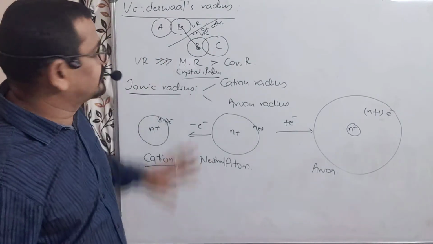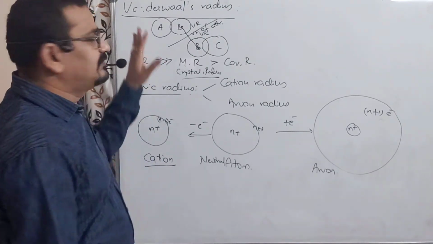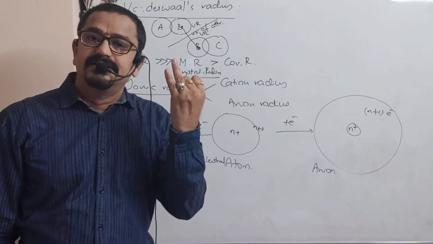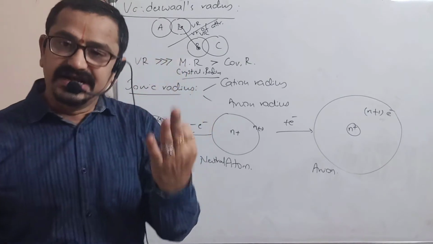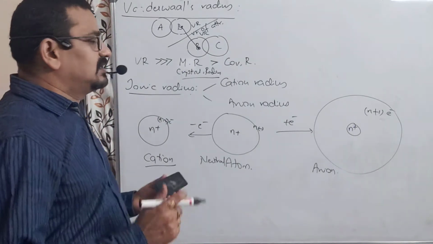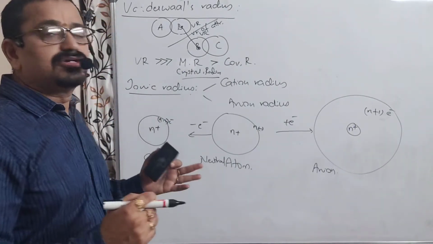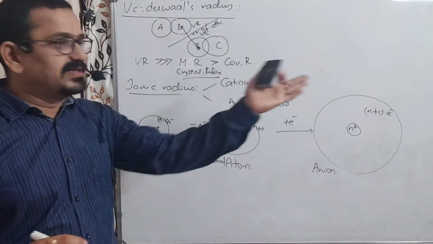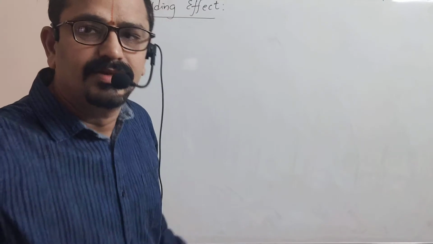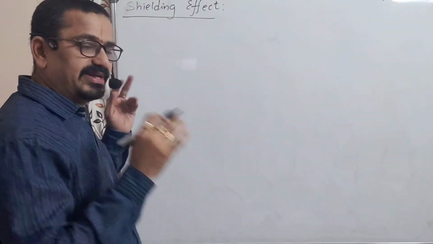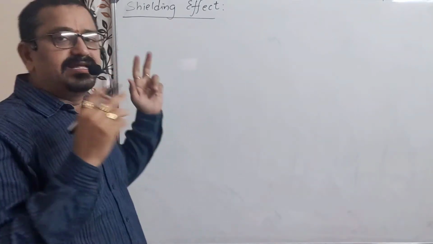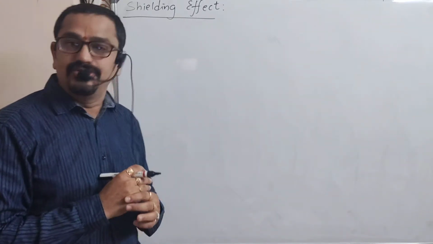This is about the types of radius. Already we discussed the 4 types of radius. What are they? Covalent radius, metallic or crystal radius, van der Waals radius, and yes, ionic radius. Now let's discuss the variation of atomic radius across a period and down a group in the periodic table. For studying the variation or trend of atomic radii, we have to study two terms here: shielding effect and effective nuclear charge.